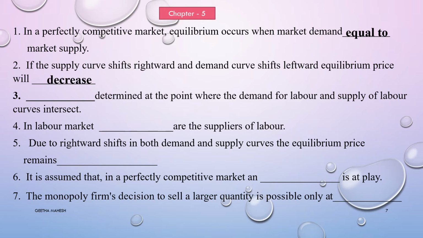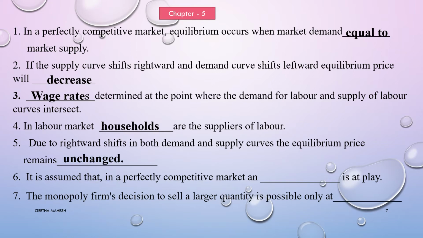Blank determined at the point where demand for labor and supply of labor curves intersect. That is, wage rates are determined at the point where demand for labor and supply of labor curves intersect. In a labor market, blank are the suppliers of labor. So in the labor market, households are the suppliers of labor. Due to rightward shift in both the demand and supply curves, the equilibrium price remains unchanged.